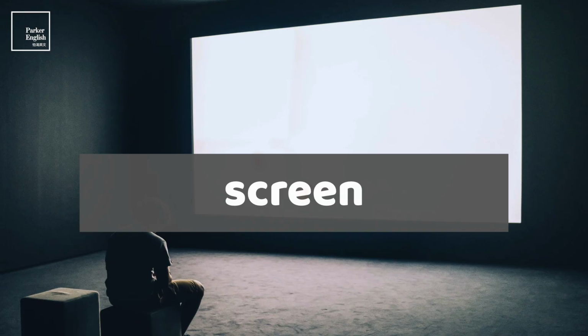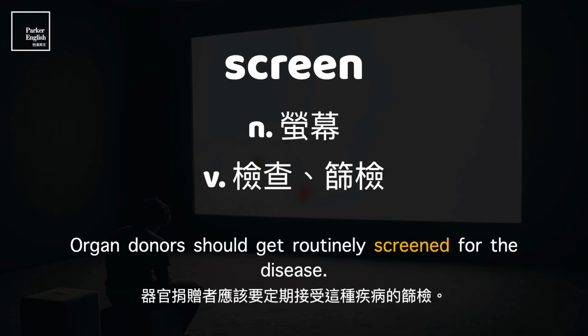screen. screen. 名词萤幕动词检查筛检. Organ donors should get routinely screened for the disease.